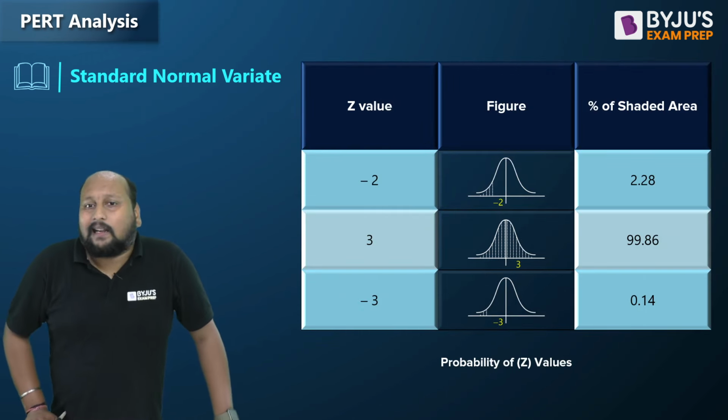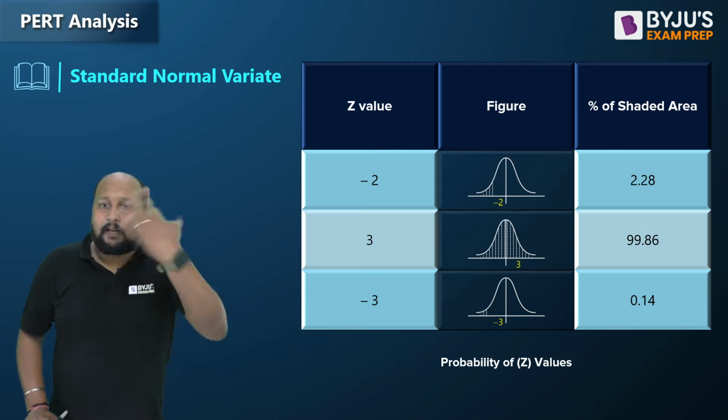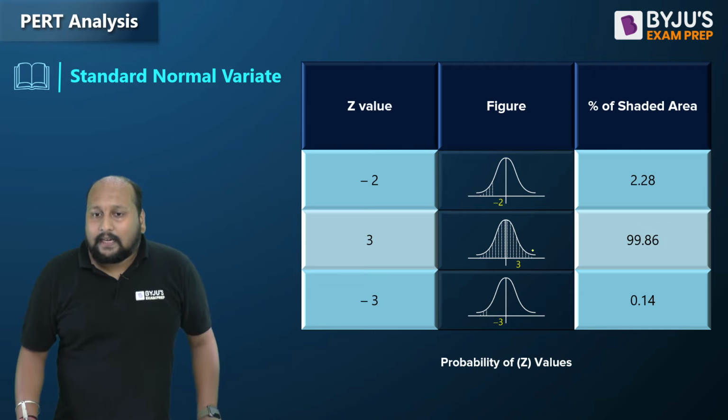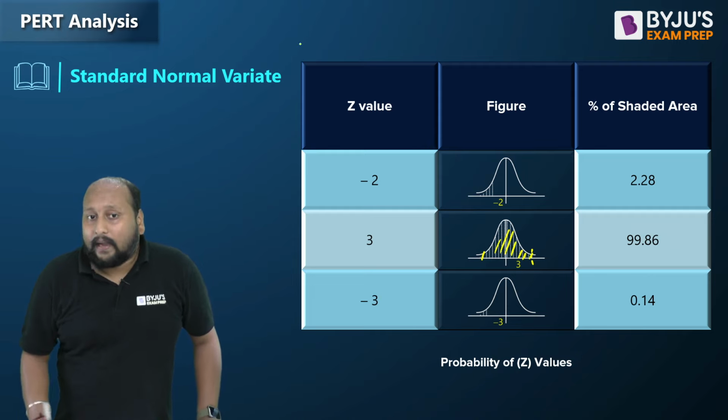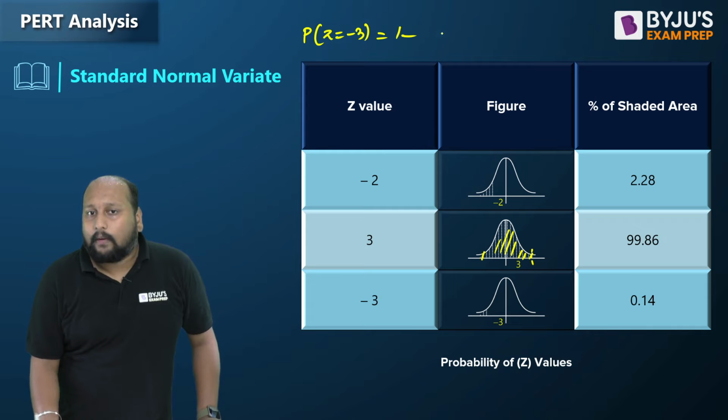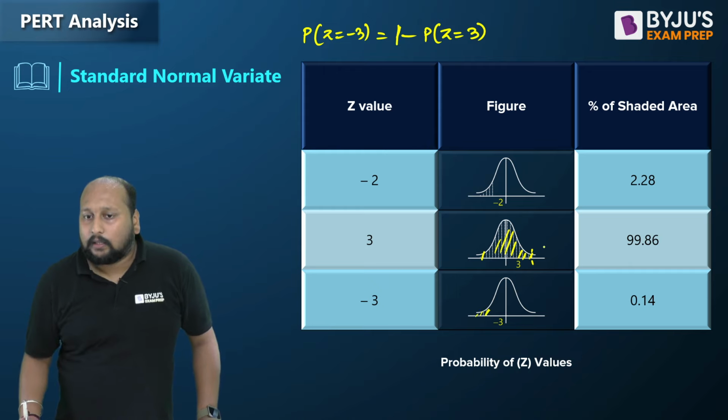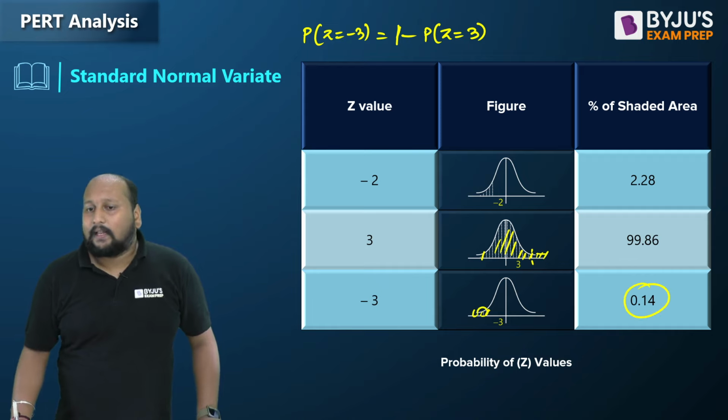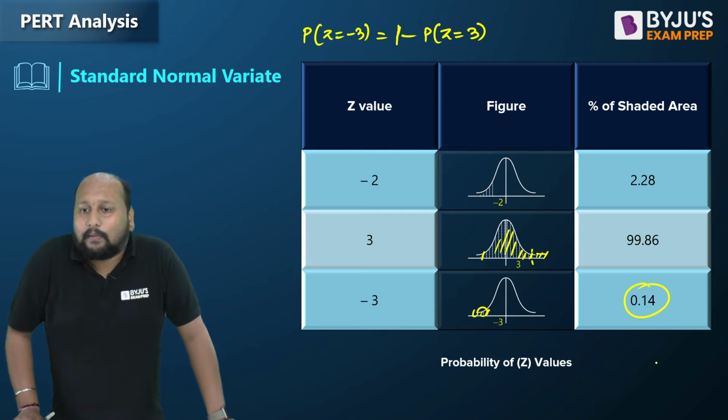But sometimes we get a negative value. A negative value means it is a mirror image of that. If Z equal to 3 is this one, this is Z equal to 3, the shaded portion. Now for Z equal to minus 3, the probability of Z equal to minus 3 will be equal to 1 minus the probability of Z equal to 3. That means it is the complement, only the left out portion. Whatever is left out will be calculated, and that is only 0.14. You can see 1 minus 0.9986 will be simply 0.14.